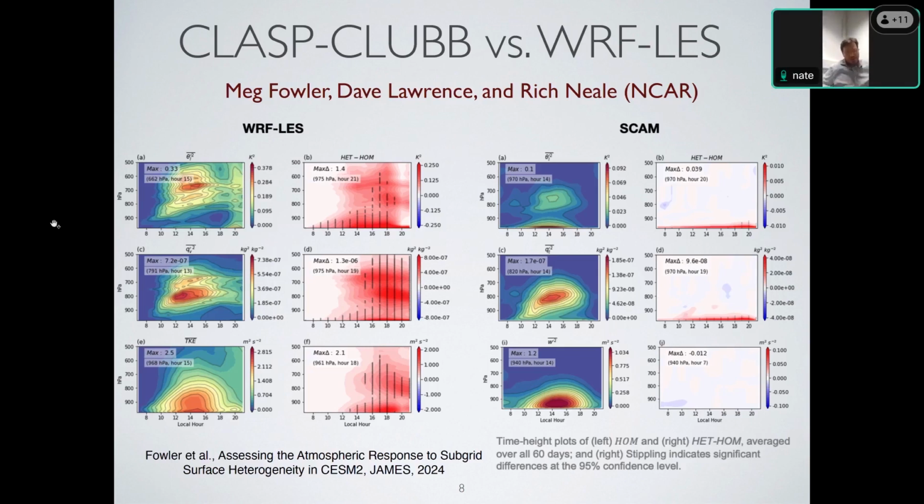So we tried this also with this implementation of the CLASP CLUBB approach, and we did not see nearly as much response. The short story why is because we really could not get those secondary circulations represented when we simply prescribe or tweak the boundary conditions of CLUBB. Next slide.